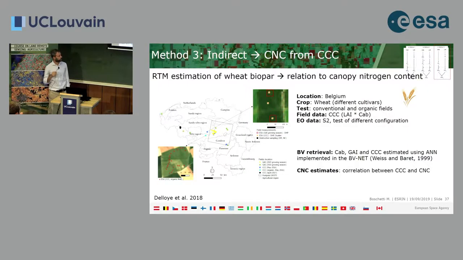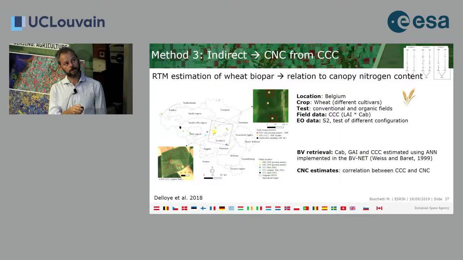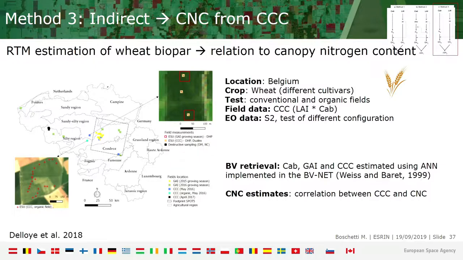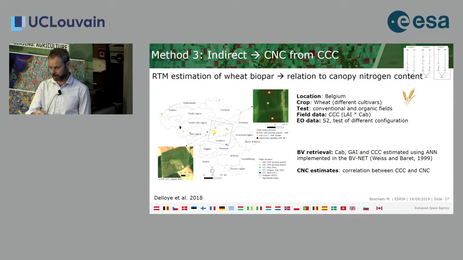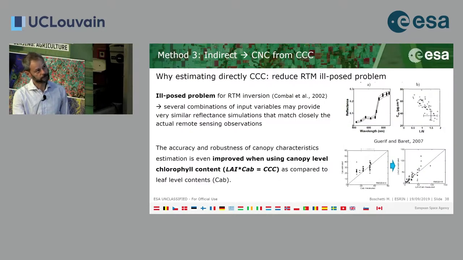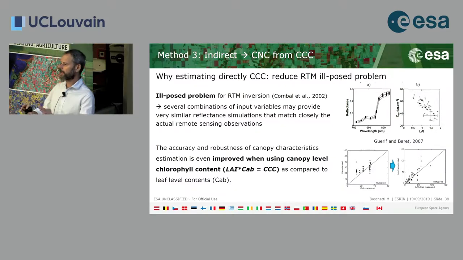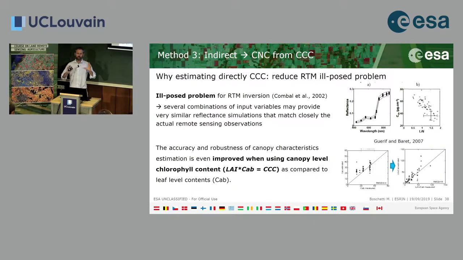So the colleagues here of UCL did this experiment here in Belgium. The crop was wheat. And they also wanted to test conventional and organic fields. So in the field, they measured leaf area index and chlorophyll. And they tested the retrieval method that is exactly what Marie Weiss is doing, exploiting her model, the biophysical variable retrieval.